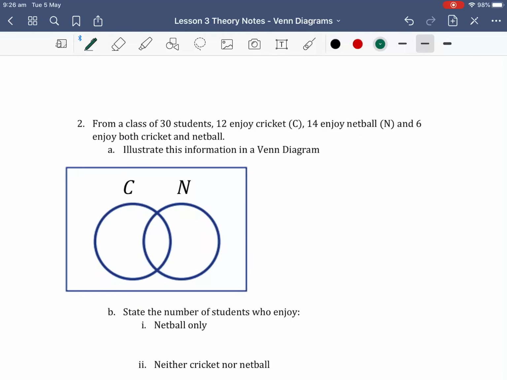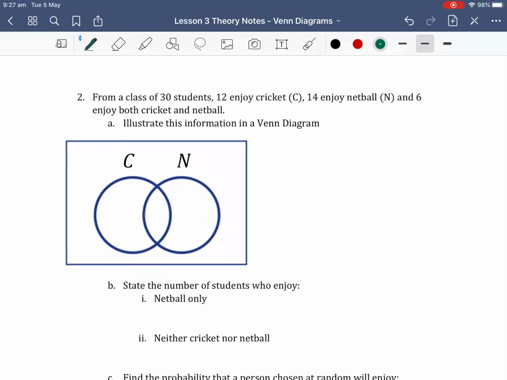Moving on to example 2, we have from a class of 30 students, 12 enjoy cricket, 14 enjoy netball, and 6 enjoy both cricket and netball. Our first example is to illustrate this information on the Venn diagram. So I've got a Venn diagram already pre-drawn up for me. So what we have is, we have 30 students in total. We have 12 enjoy cricket, 14 enjoy netball, and 6 like both cricket and netball. Now, if we were to add 12 plus 14 plus 6, we're going to get a number larger than 30, and we only have 30 students.